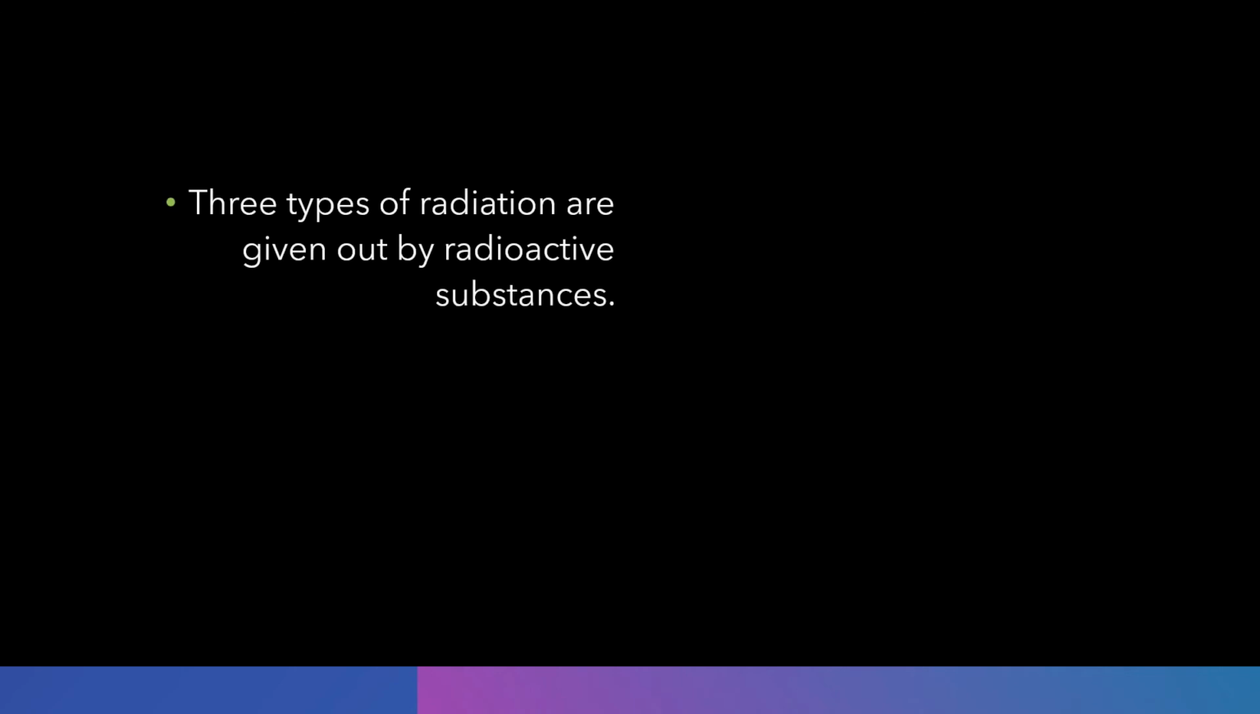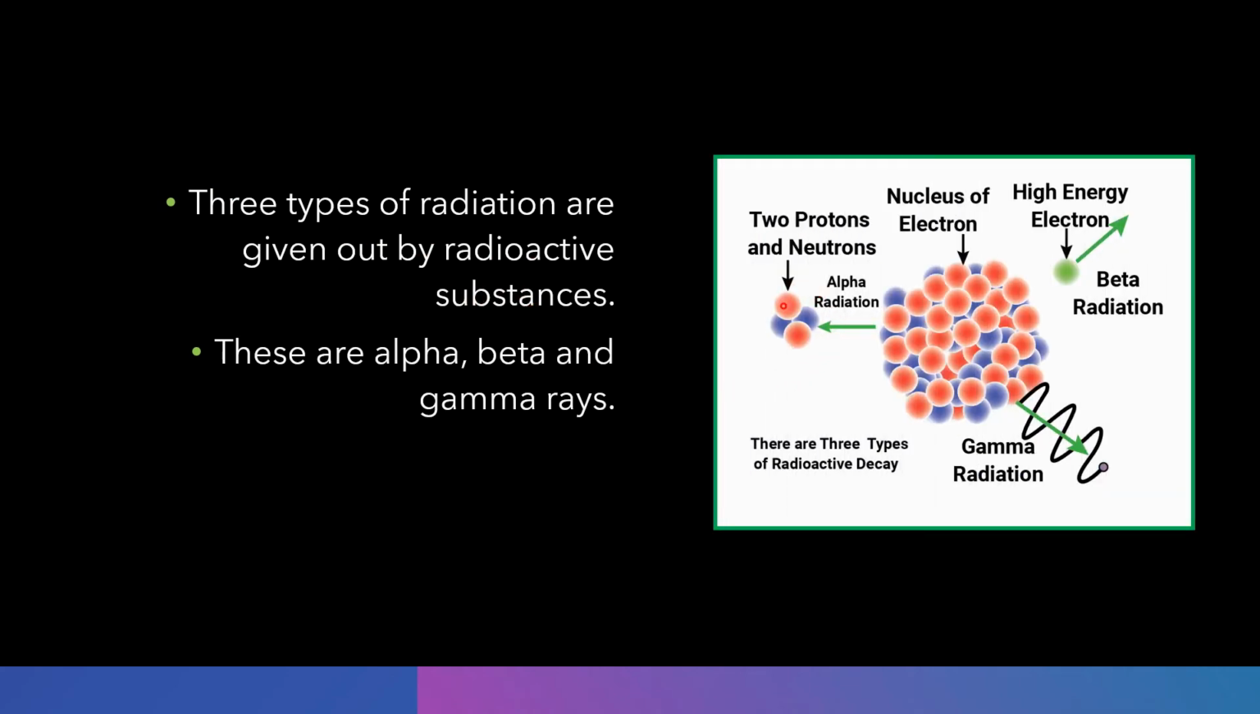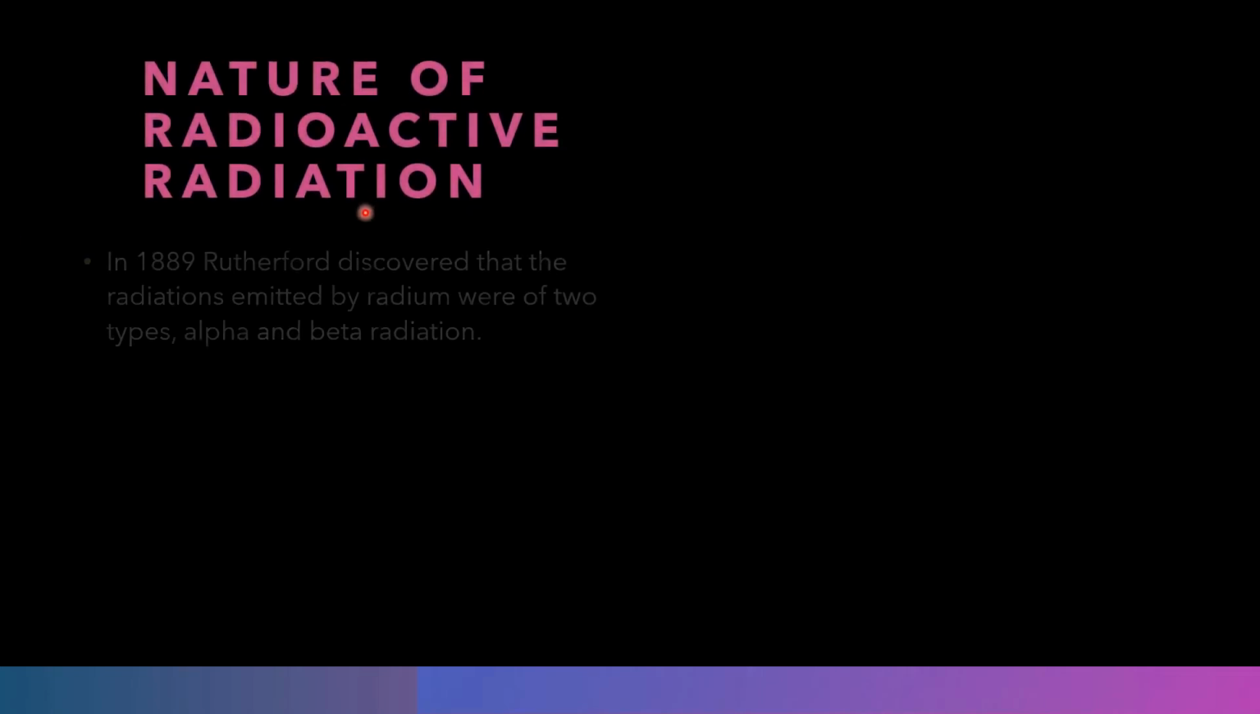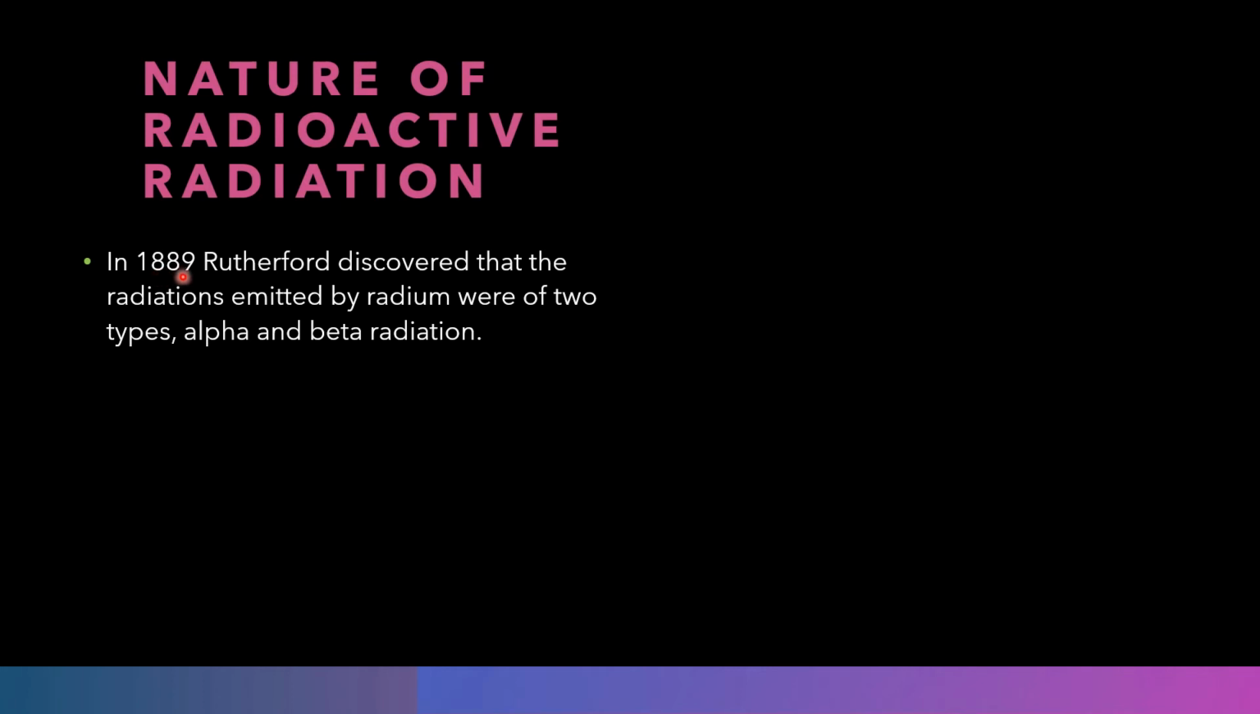When we look at the types of radiations, there are three types of radiations given out by radioactive substances. These are alpha rays, beta rays and gamma rays. When we see the nature of radioactive radiation, in 1889, Rutherford is the scientist who discovered that the radiations emitted by the element radium were of two types. Those are alpha and beta. These two were the radiations that were initially discovered. Then Willard discovered the third type, namely gamma radiation.